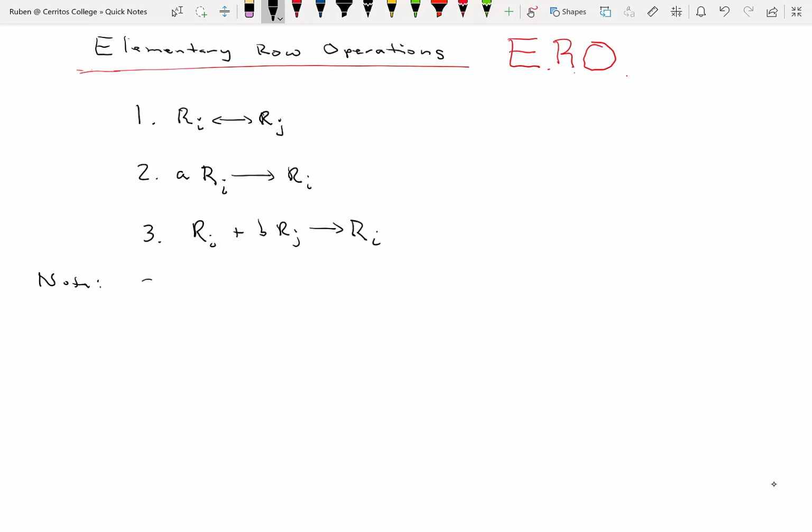Just as before, note that 2 and 3 can be combined. 2 and 3 can be, and very often are, actually combined to A times row I plus B times row J. Put that back into the row I that is being manipulated.